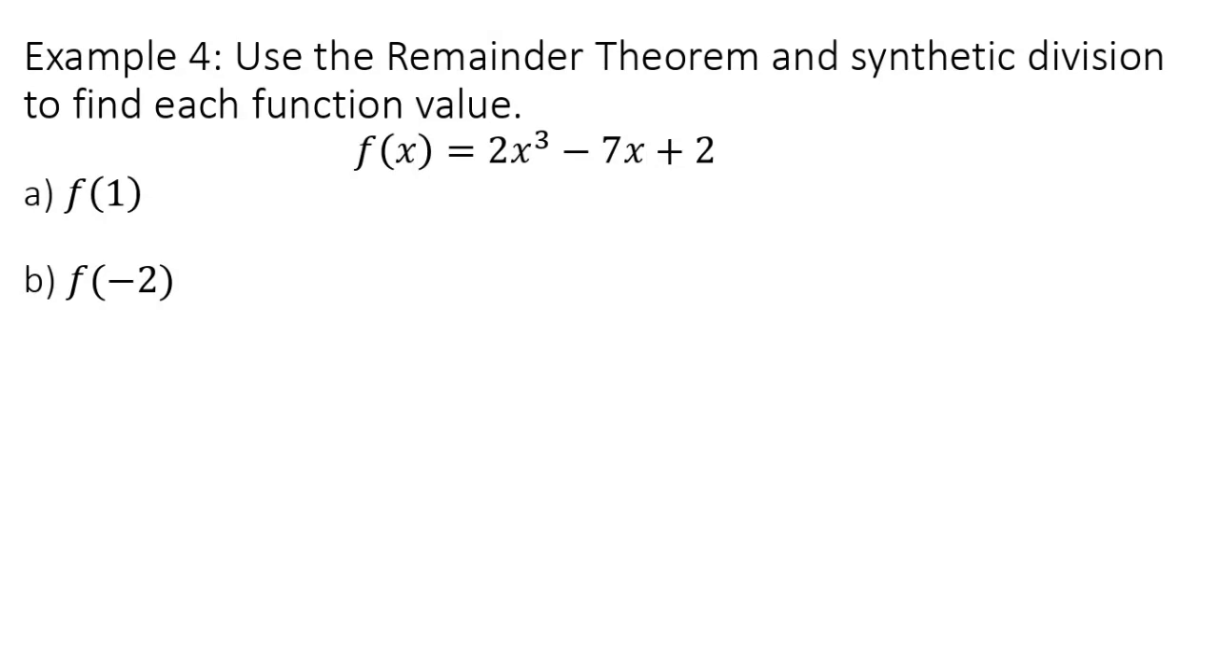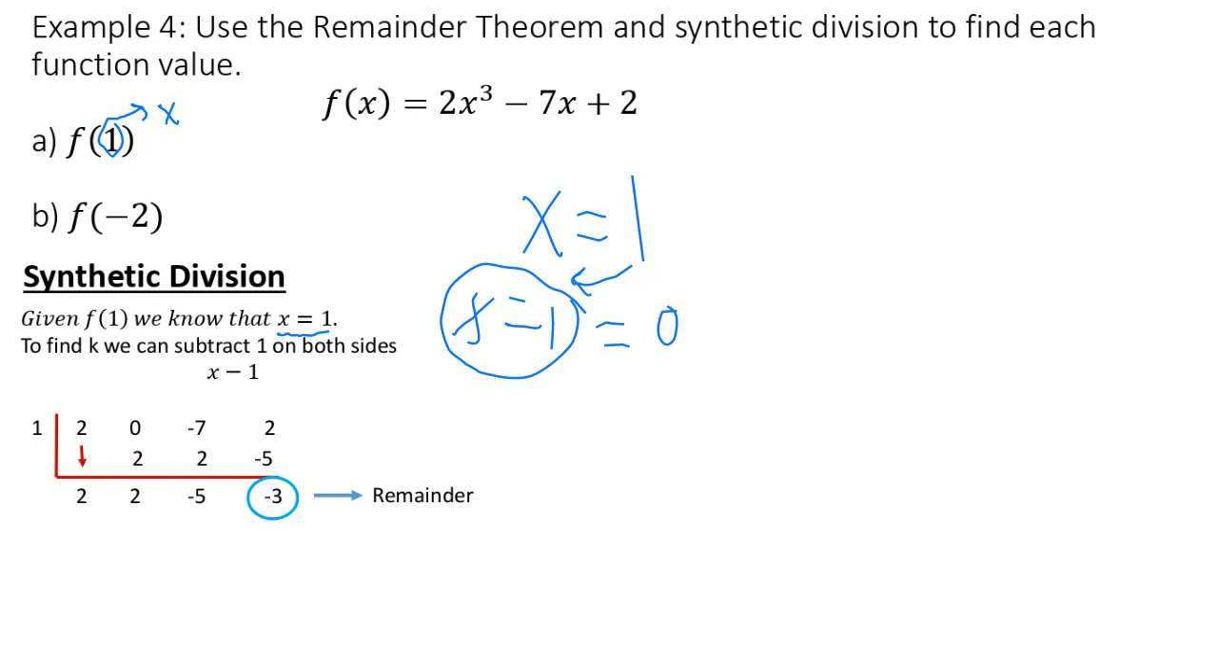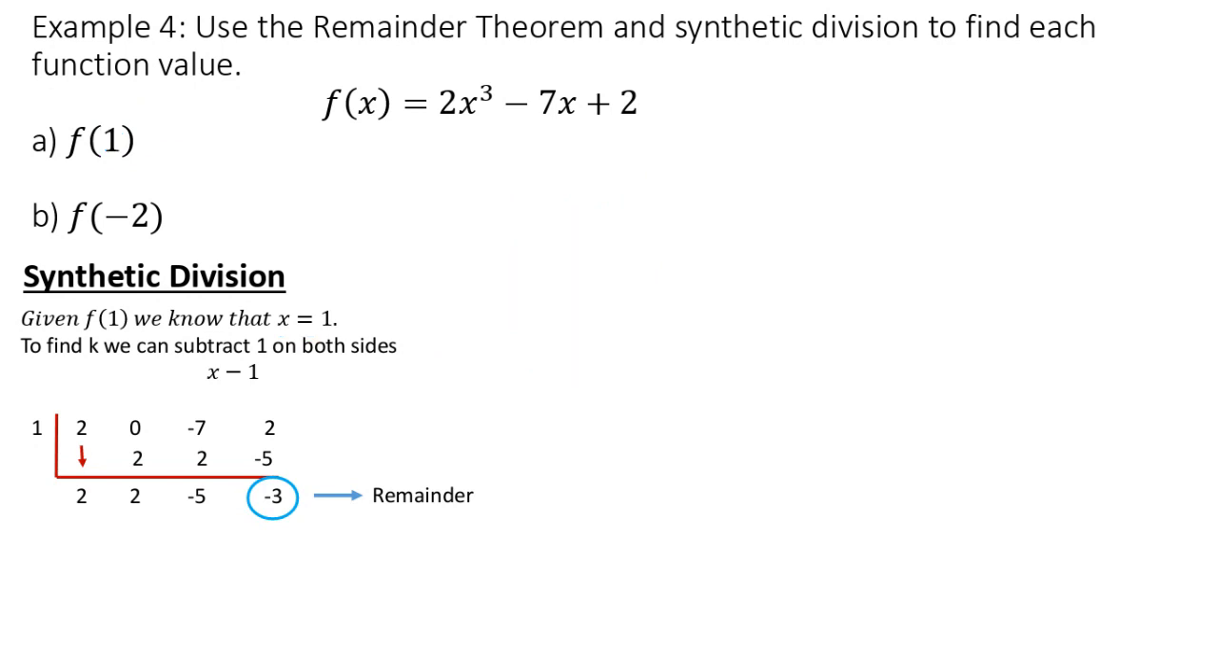So it says use the remainder theorem and synthetic division to find each function value. First I'm going to use synthetic division. Given f of 1, we know that x is going to be equal to 1. Remember, the number inside is your x value. That's why I put x is equal to 1. To find k, we subtract the 1 on both sides. So if I have x equals 1, my factor is going to be x minus 1, and from that you can get your k. So my k is going to be 1.